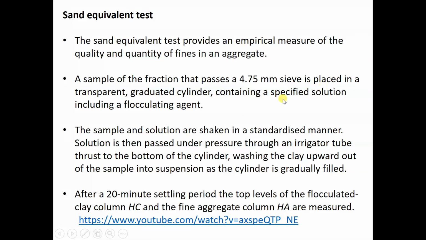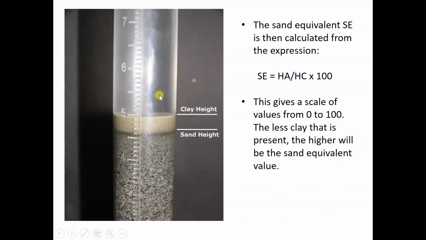So we are going to check this placed in a transparent graduated cylinder, and then we measure the amount of sand and amount of clay. The sample and solution are shaken in a standardized manner. The solution is in place, so we look through that. This is the container, and you can see the sand height. This is the aggregate.